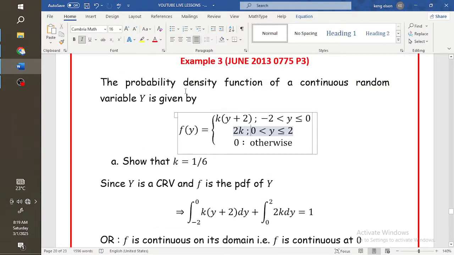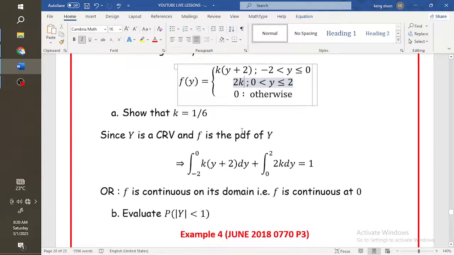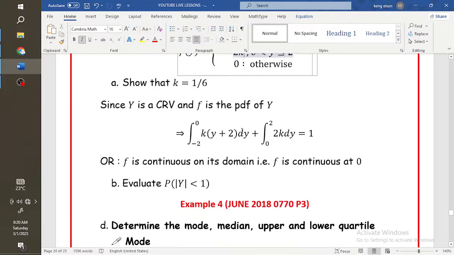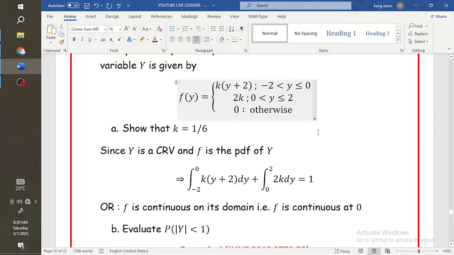So since you have told that it's a probability density function of a continuous random variable, then the function itself has to be continuous. And if you're continuous at 0, we just have to take the limit as x tends to 0 from below, which must be equal to the limit as x tends to 0 from above. Then we find the value of k. Okay, but anyways, let's just use the first part because I don't think the second part might really work. Anyways, let's just use our definition.